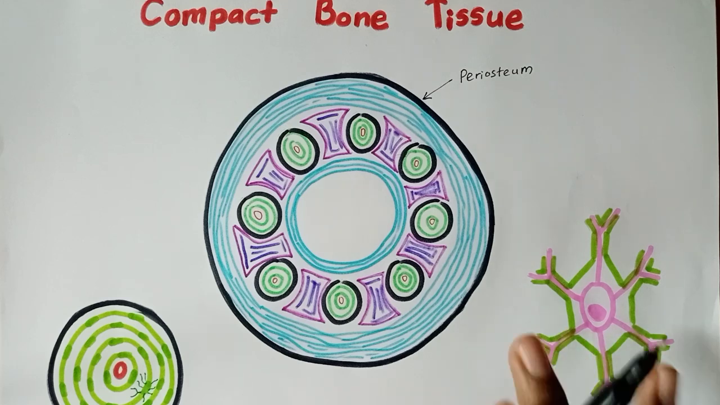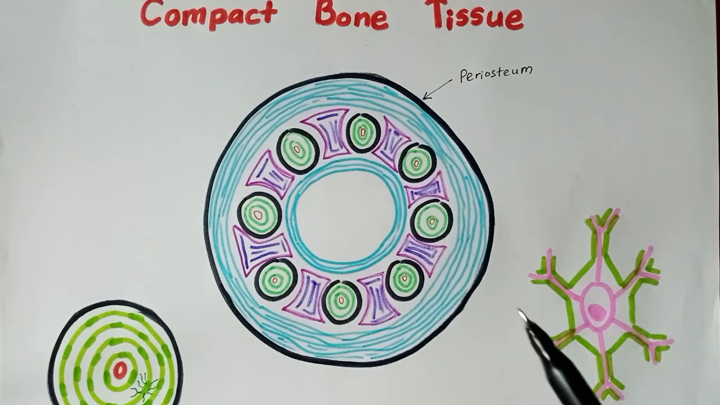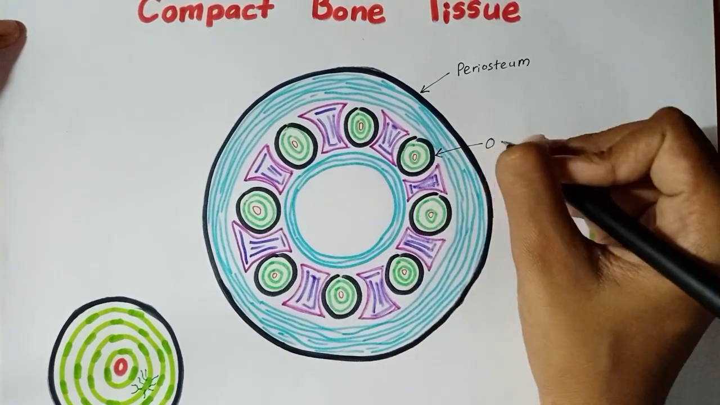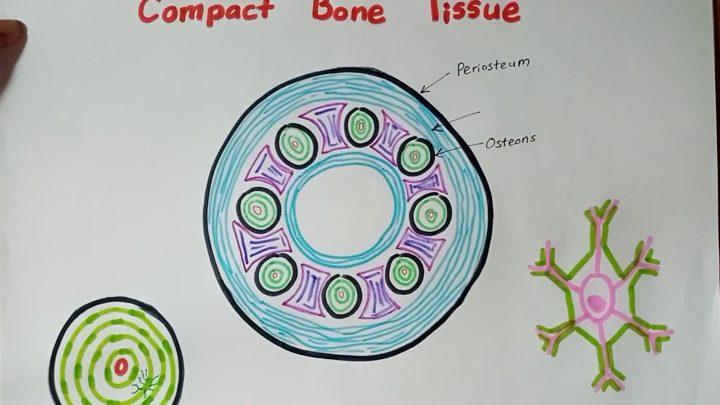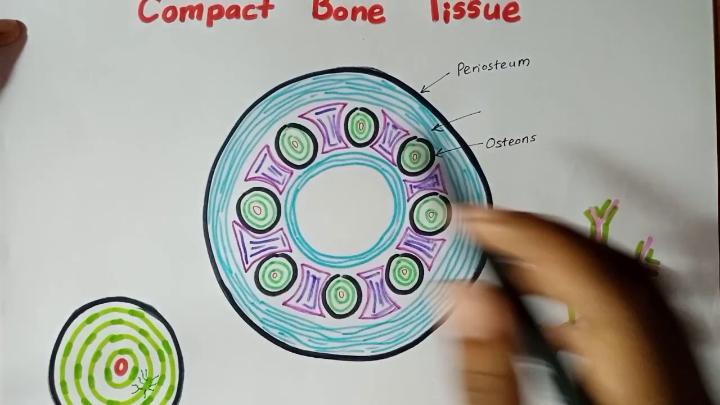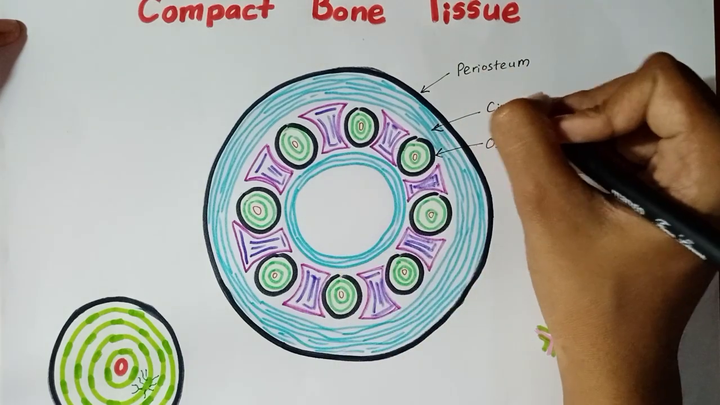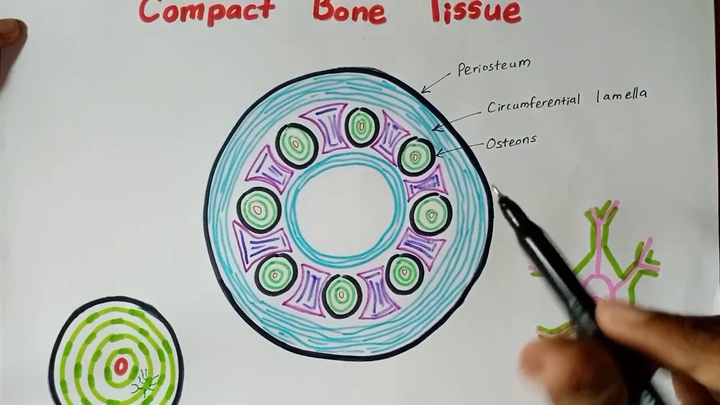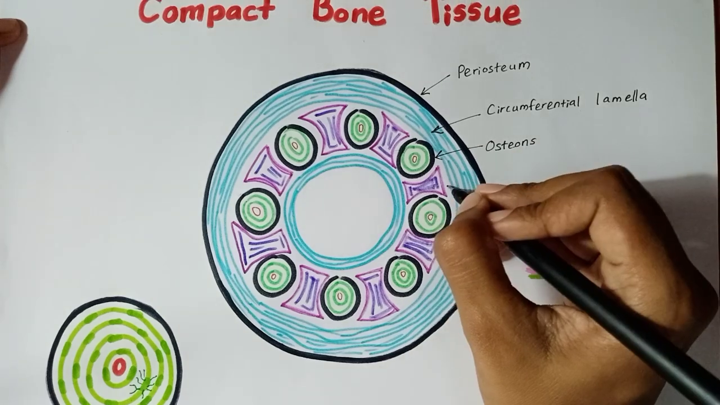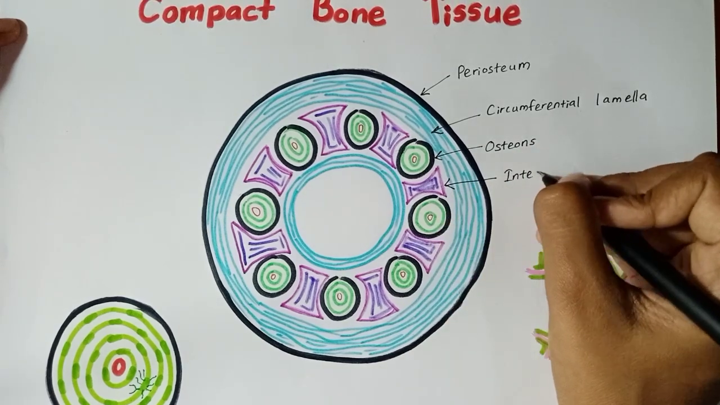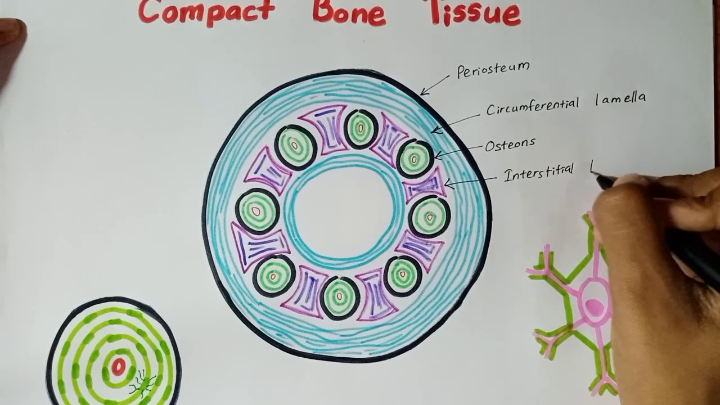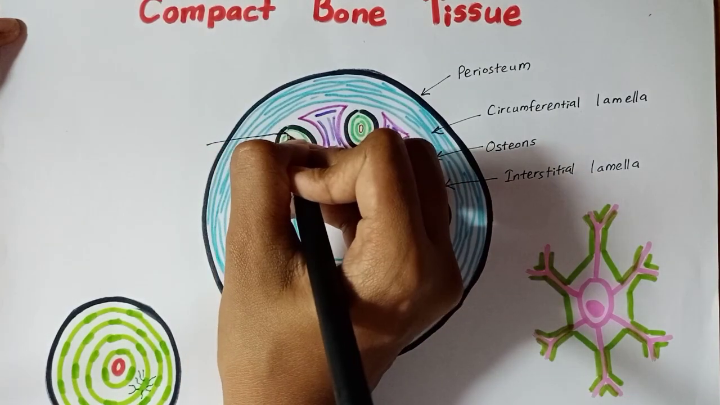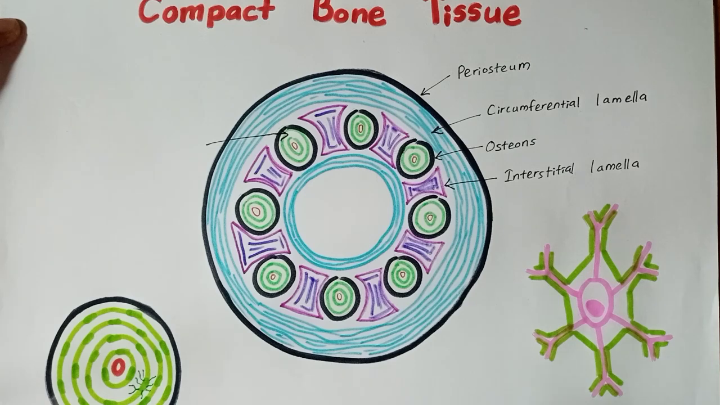Here we know that in bone tissue the structural unit is the osteon. In these black color rings you can see these osteons, and around these osteons there are light blue color rings. They are known as circumferential lamella. And between these osteons there are interstitial lamella. And within the osteon you can see these light green color rings. They are known as concentric lamella.